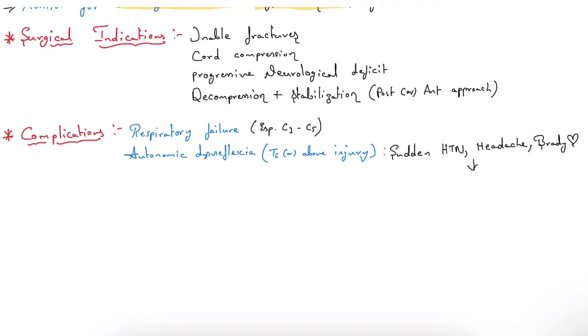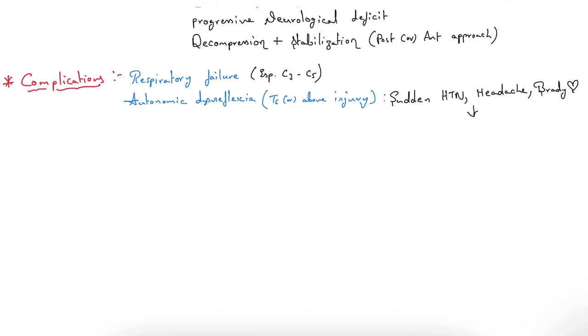Okay, then we have to stabilize the patient, and if there is a progressive neurological deficit, we have to do decompression plus stabilization, based on a posterior or anterior approach, depending on what the surgeon prefers. We have to do stabilization with rods, and we can use some screws. Next, rehabilitation. In rehabilitation, we can do physical therapy and occupational therapy.